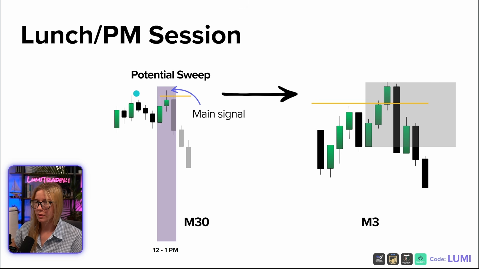For example, exactly the same example from the previous slide, we got a potential sweep, but once again, we cannot know for sure if it's going to be continuation up or reversal. How can we confirm this? By switching to a lower time frame. Once again, we got just a sweep. This sweep on the 3-minute chart is going to be right there.